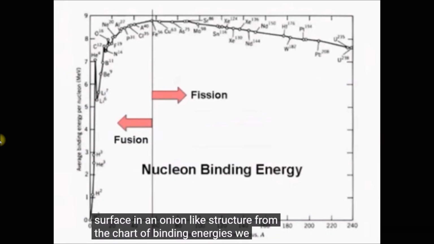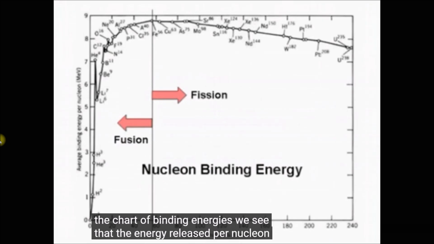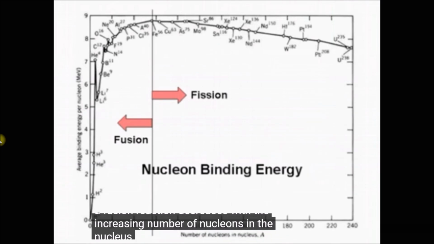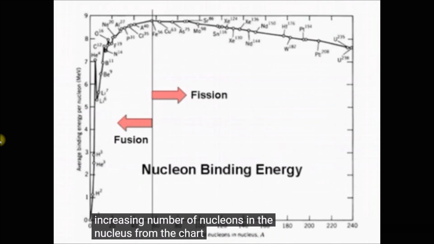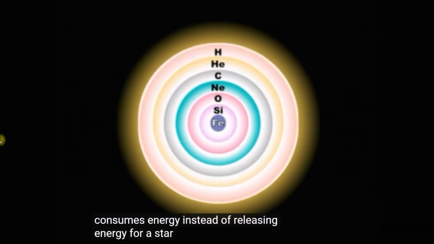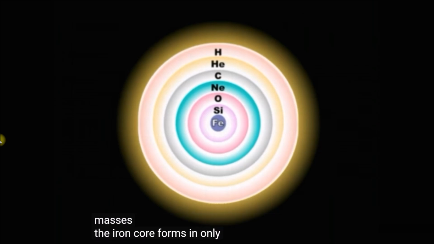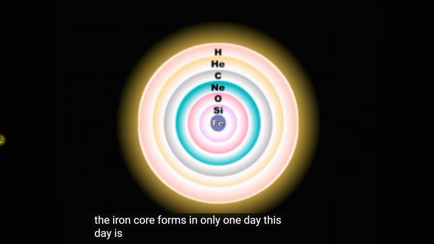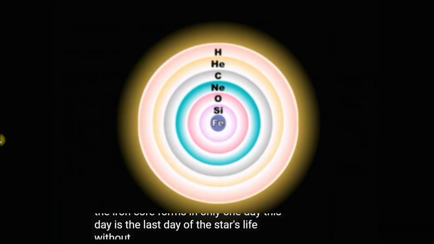From the chart of binding energies, we see that the energy released per nucleon in a fusion reaction decreases with the increasing number of nucleons in the nucleus. We also see that iron is the most stable nucleus, meaning that the production of elements heavier than iron consumes energy instead of releasing energy. For a star weighing 25 solar masses, the iron core forms in only one day. This day is the last day of the star's life.